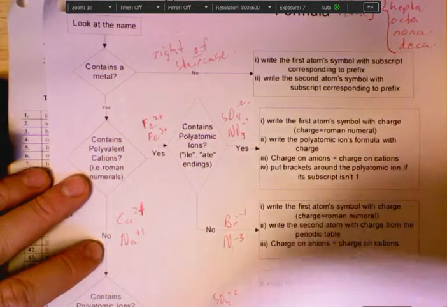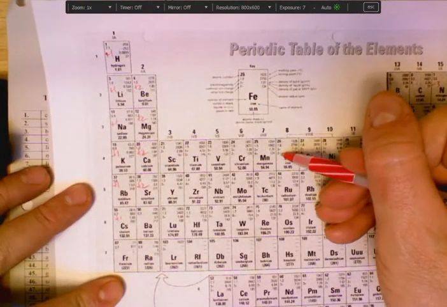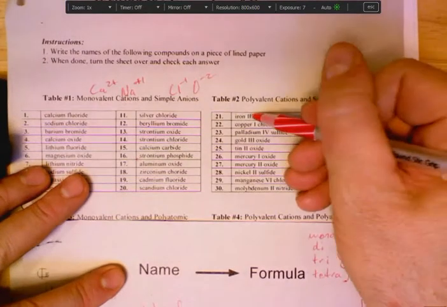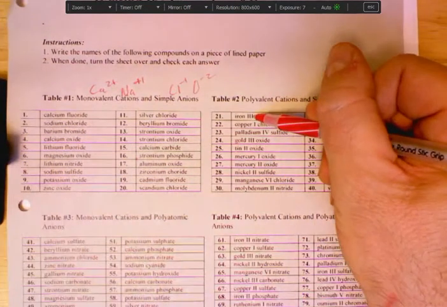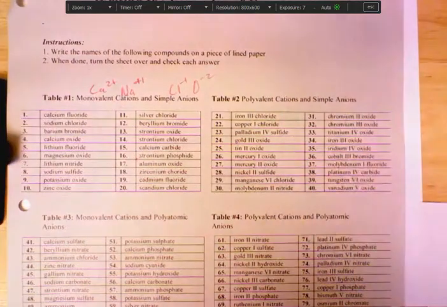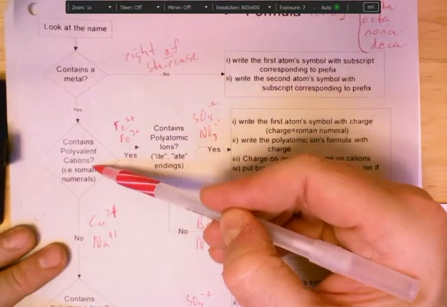And as soon as you see a Roman numeral, you know that. You can also check that on the periodic table. Iron could be either +2 or +3. But it's actually the Roman numeral that tells us that this is polyvalent. So that Roman numeral 3 there indicates that the charge on the iron is indeed 3, and that can have more than one charge. So as far as our flowchart goes, we have a polyvalent cation.